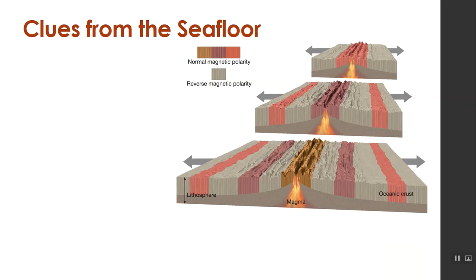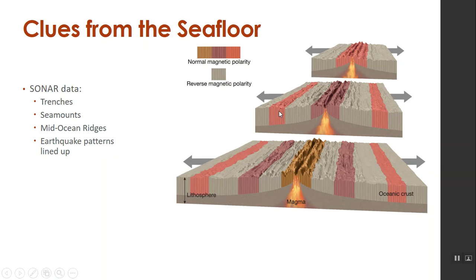We also have clues from the seafloor, and on the seafloor, when you have a divergent boundary, a boundary that's pulling apart, you're getting magma that comes up and you're forming new crust. So we can use sonar data, we can look at trenches and seamounts and mid-ocean ridges, and we can see that earthquake patterns lined up. We can tell that this crust is the same as this crust is the same as this crust, and we can see this pulling apart that's happening.